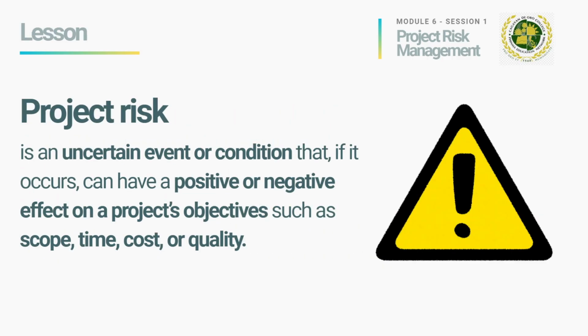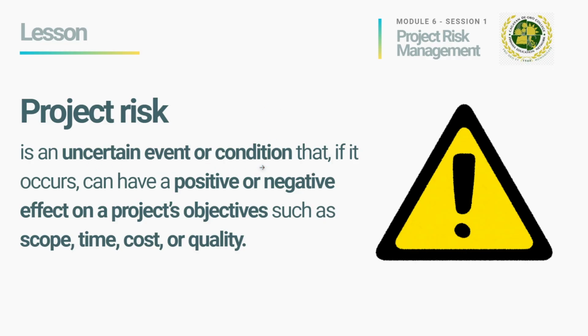So, what is project risk? Project risk is an uncertain event or condition that, if it occurs, can have a positive or negative effect on a project's objectives, such as scope, time, cost, or quality, or the four constraints. When we say project risk, it is always uncertain. It is an uncertain event or condition, just like maybe a lottery. You're taking a risk. Maybe in investments, you're taking a risk. It is always uncertain. That's why we have this called FUD: fear, uncertainty, and doubt. You always start off with uncertainty.